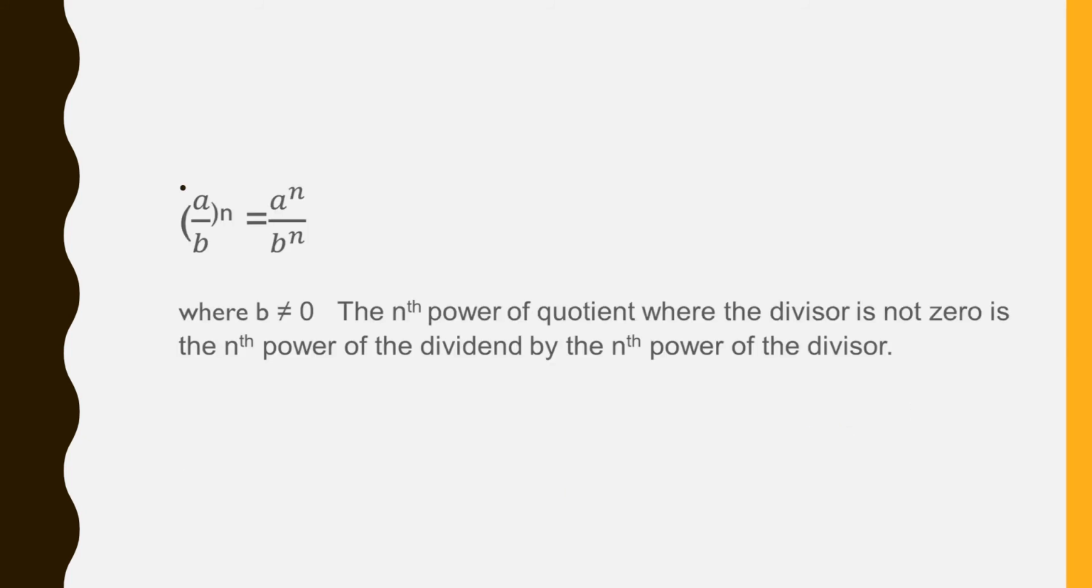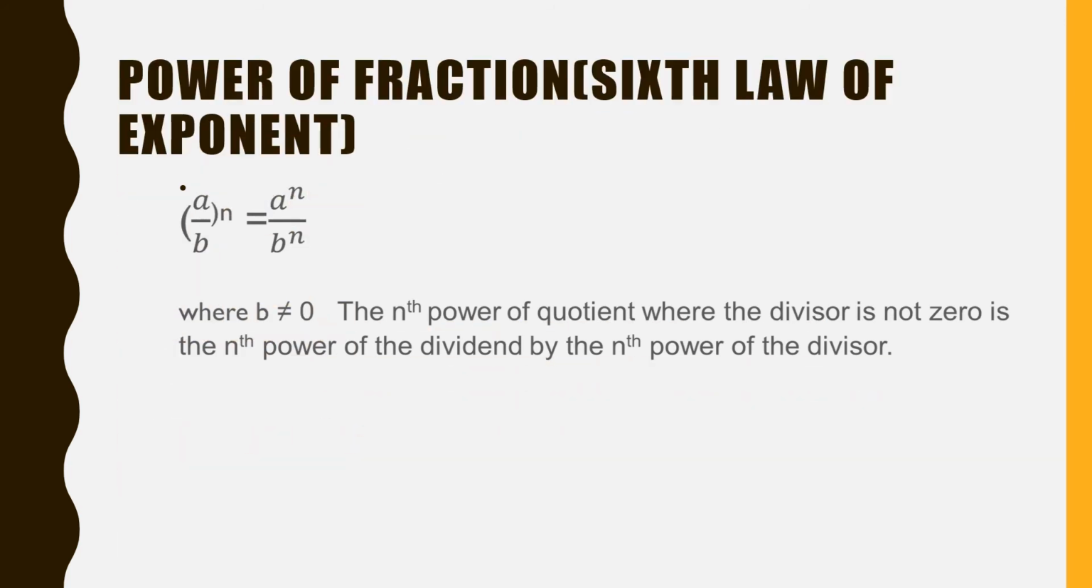Okay? Now, so we have the power of fraction, which is the sixth law of exponent. So, for the power of fraction, idugtong natin yan dyan. So, we have a over b raised to n. So, a raised to n over b raised to n, where b is not equal to 0. The nth power of quotient, where the divisor is not 0, is the nth power of the dividend by the nth power of divisor. Okay?